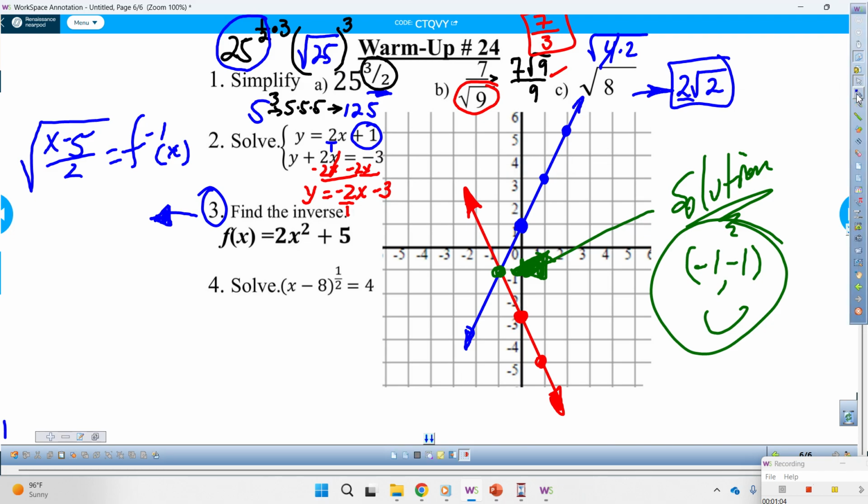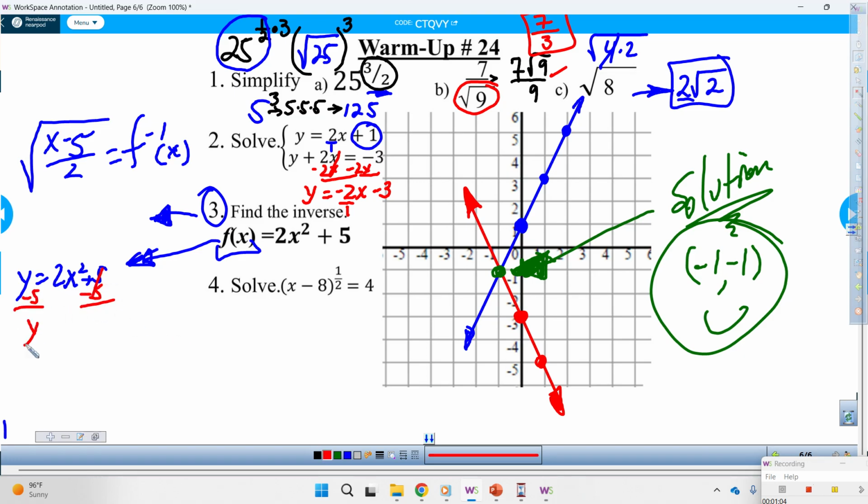All right, let's double check that. Let's see. So I'm going to go this way. Change this to y. So y equals 2x squared plus 5. From there, we subtract 5 from each side. Y minus 5 equals 2 times x squared. Divide by 2, both sides. We end up with y minus 5 over 2 equals x squared.